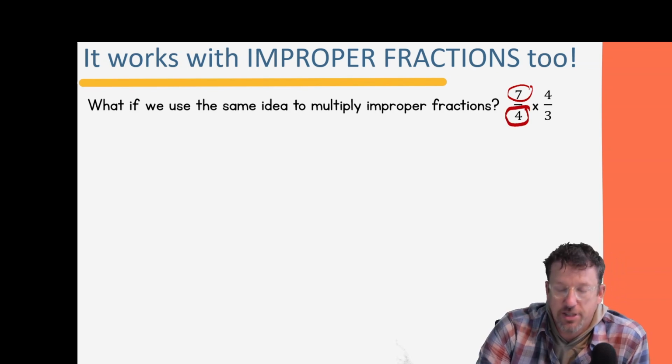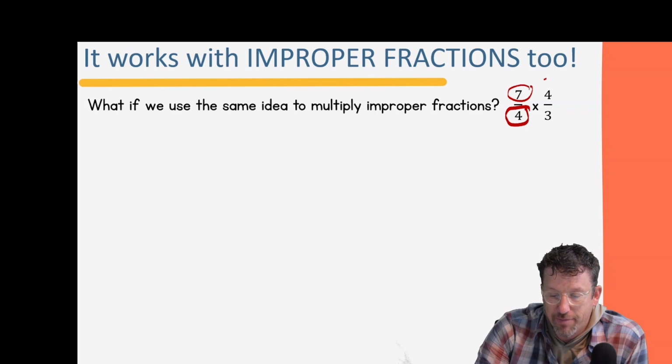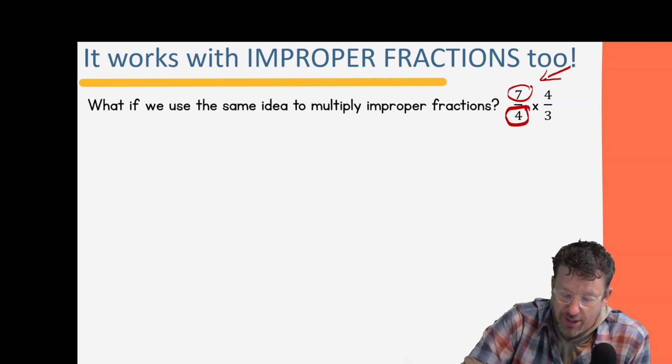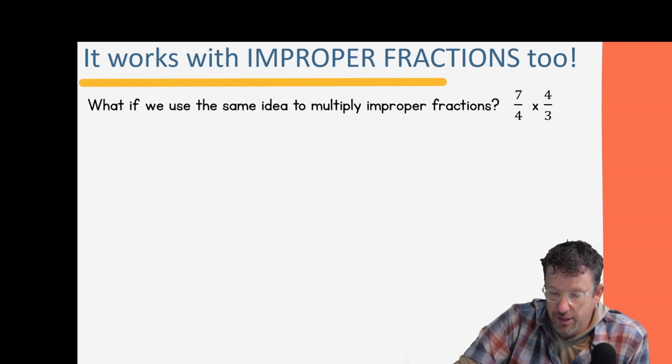So in other words, if we had a pizza cut into fourths and we had 7 pieces of it, that's not part of a whole. That's a whole and a part of the next one. So that's what makes it improper. The numerator is bigger than the denominator. All right, so let's see what that looks like, okay?